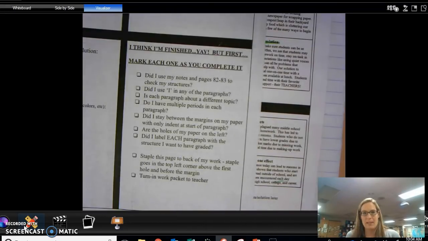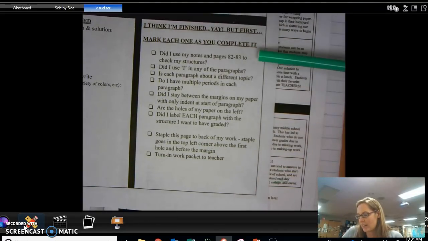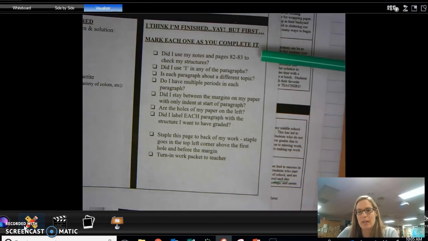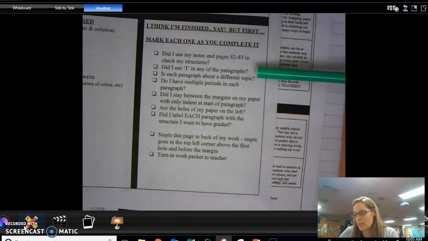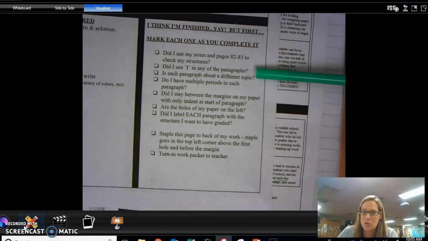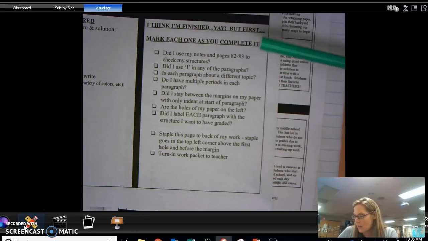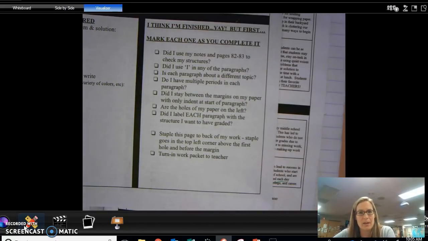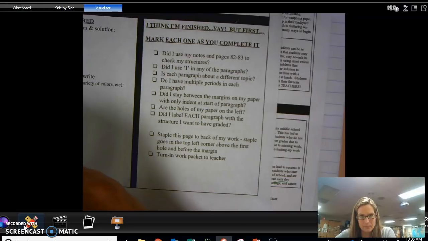Okay, the last place is on the back side. There is a checklist. I am looking that you mark these off so that I know that you asked yourself these questions. Did you use your notes on pages 82, 83? Did you use I? You can't use I unless you're an expert, and you are not an expert about Hinduism, Buddhism, or ancient Egypt. Different topics. So if I pick Hinduism and Buddhism for comparing, I cannot use the exact same information in sequencing and problem solution. Okay, you have 3 sets of notes.